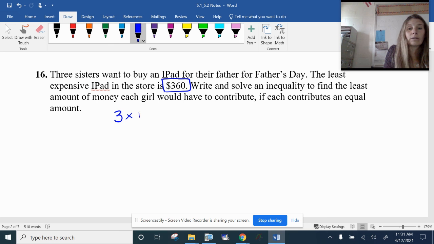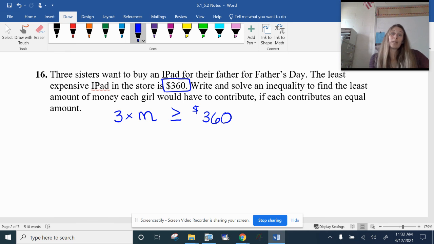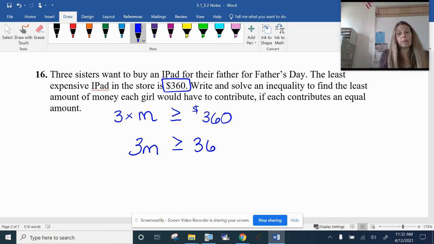X amount of money, right? They're each going to spend so much money. And all of that is going to be greater than or equal to the $360 that the cheapest iPad costs. So they might even spend more than that. But if they're going to buy an iPad, they're spending at least $360, which means $360 or more. So the 3 sisters times however much money that they each spend separately will be greater than or equal to 360. So 3m is greater than or equal to 360.